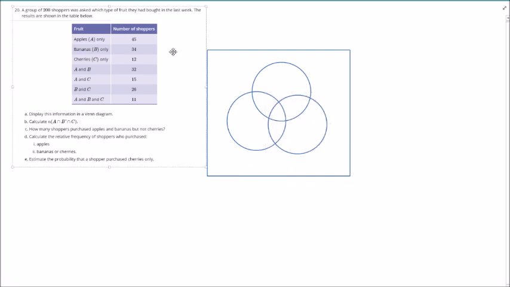Okay, so this time I like that it's got A, B, C. That makes it easier. A, B, C, and it says only this time. So A is in here, B is 34, and C is 12. And it says only, so we can put it inside that section there. A and B is 32. Oh, this time, this 32, A and B, it's in this section here.